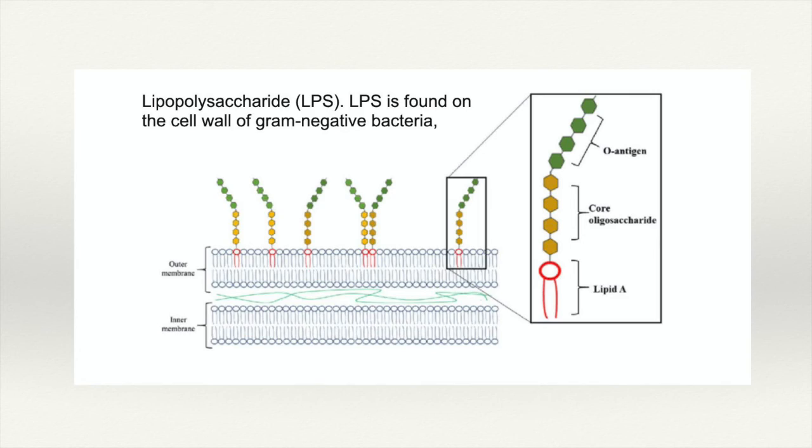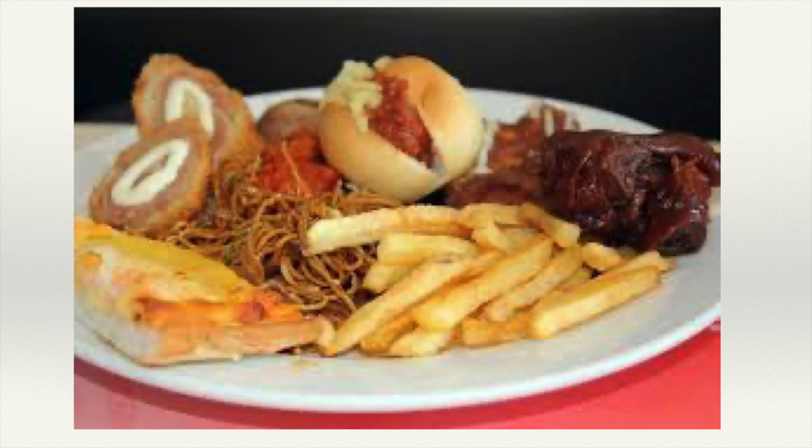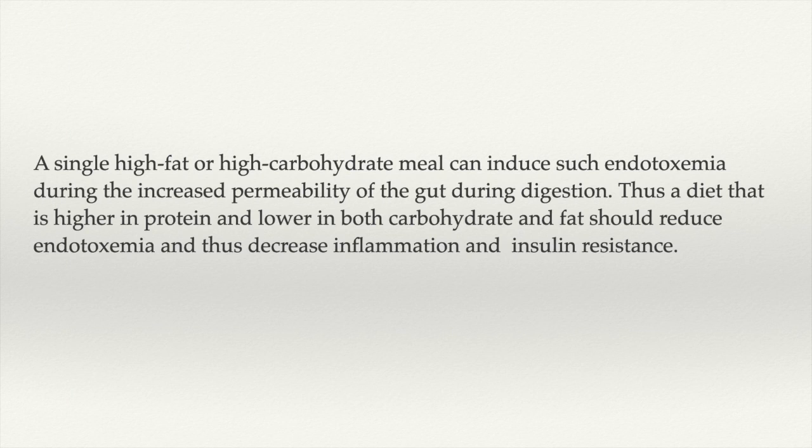We have pictures of these LPS found on the walls of the gram-negative bacteria that can be released into the intestinal tract and then migrate into the blood circulation, causing increased inflammation, which would contribute to insulin resistance, since inflammation is the main cause of insulin resistance. A single high-fat diet or high-carbohydrate meal can induce such endotoxemia because of the increased permeability of the gut during digestion of a high-fat meal.